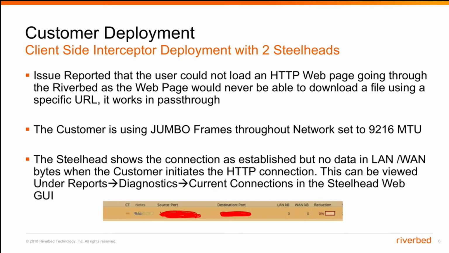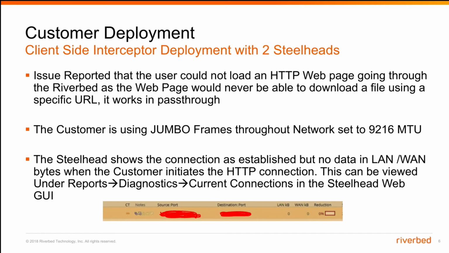Now, the problem was that he wasn't able to download a file using HTTP. Basically, what would happen was when he tried to download that file, the browser would just spin. The customer was using jumbo frames throughout his network, so he had all of his MTU settings set to 9216.